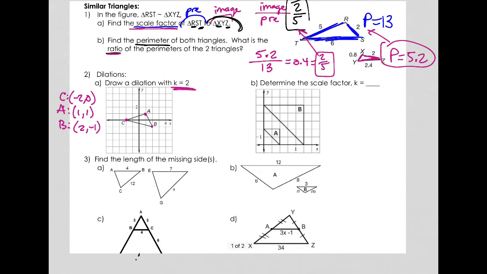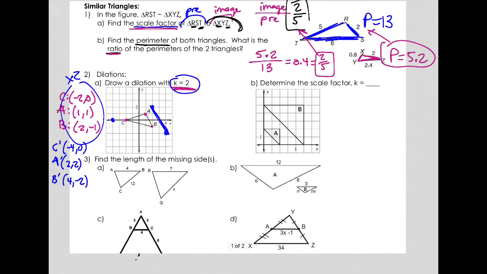So if we get all our primes by just multiplying, since our scale factor is 2, we're going to multiply all these coordinates by 2. So our C prime is -4, 0. A prime is 2, 2. And B prime is 4, -2. And now if we draw it, we can make sure it looks right. So that's -4, 0, 2, 2, and 4, -2 is here.